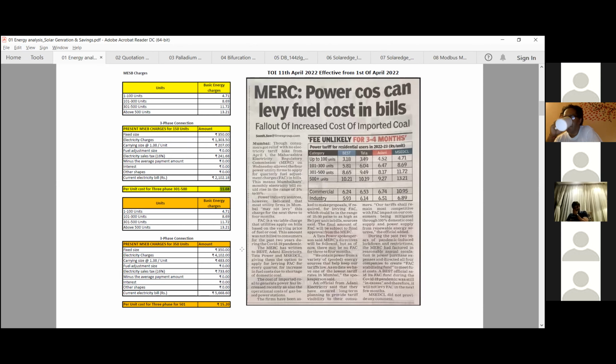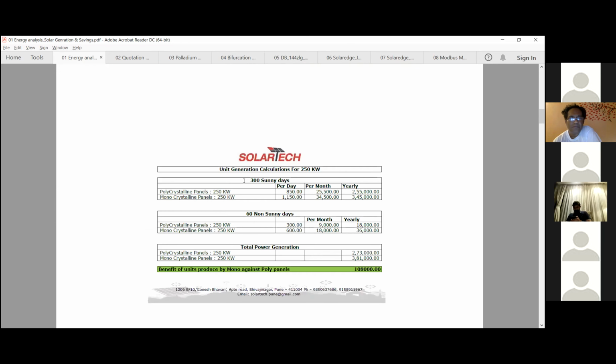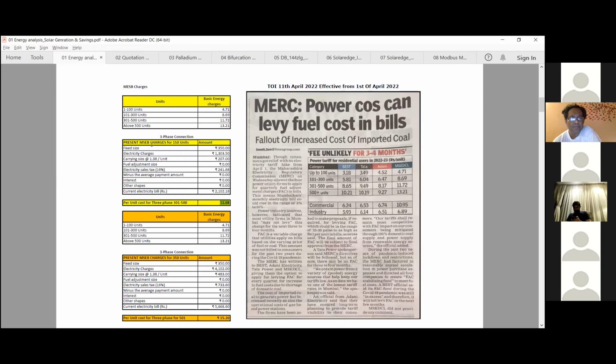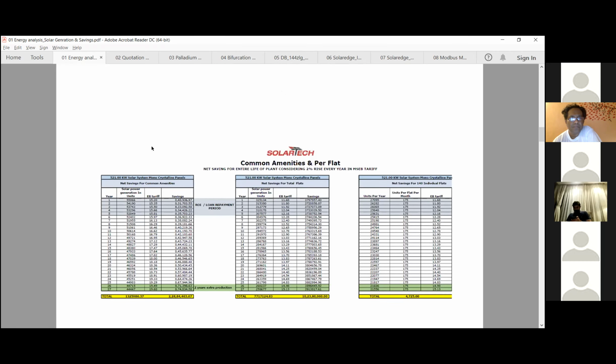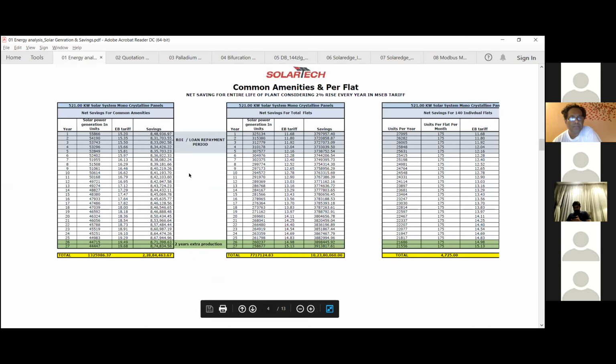If you go to the second slab, the second slab is more costly. In the same manner, it will be like 15 point something. This will be for 3-4 months, they are saying, but most likely it will come down again. But still the rate will be around 10 rupees per unit. Okay, I will come to the ROI part. So considering the unit charges.